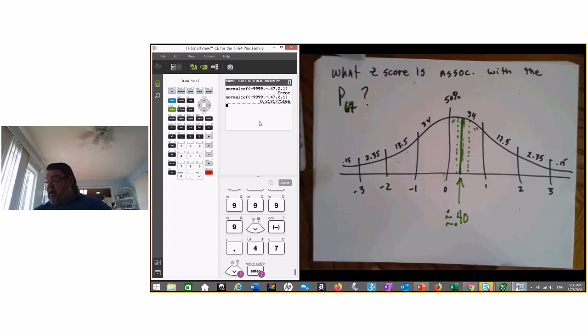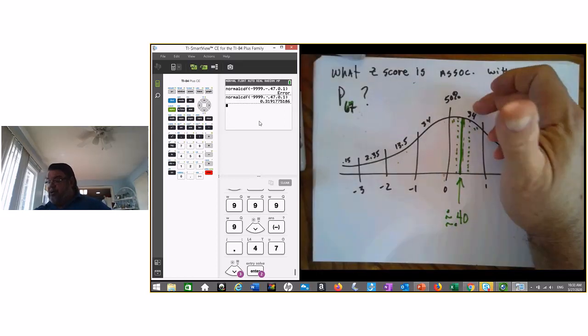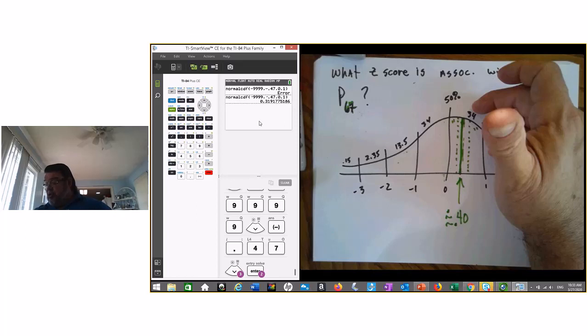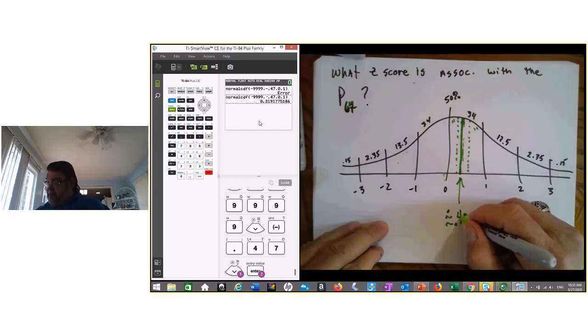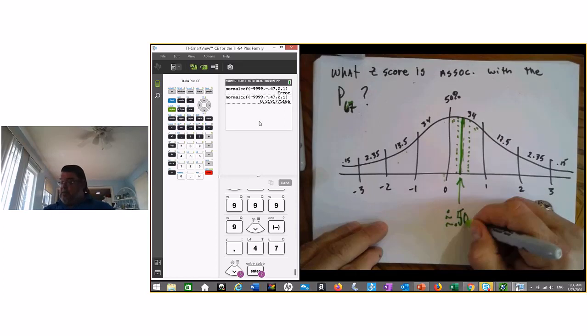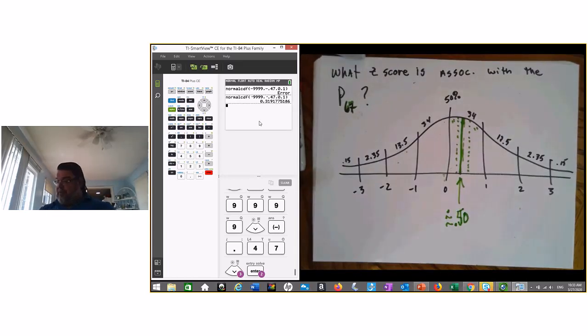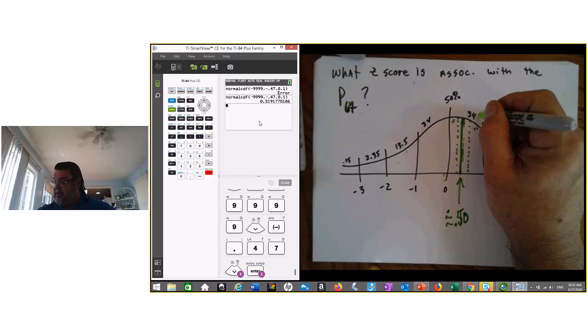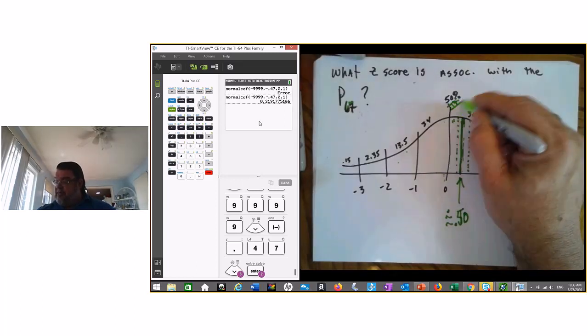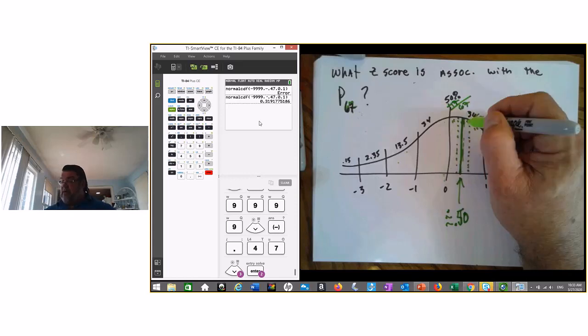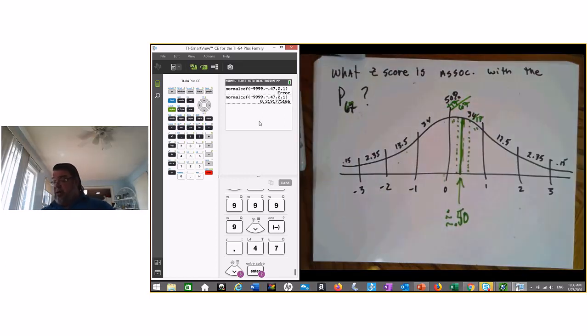Let's see. Half of 17. 17 plus, oh, that'd be 67. So it would be 0.5. Okay? So I just did half of 34 is 17, and 17 plus 50 is 67, so that means this is a half. So I just did the empirical rule. The reason I did the empirical rule was to check my answer when I actually find it out.